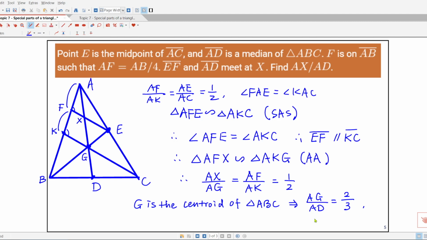Remember this? So we have AX over AD, this is the required ratio, equals AX over AG times AG over AD, right? We know AX over AG is 1 over 2. We also know AG over AD is 2 over 3. So eventually we have AX over AD is 1 over 3. Did you get it? Any questions?